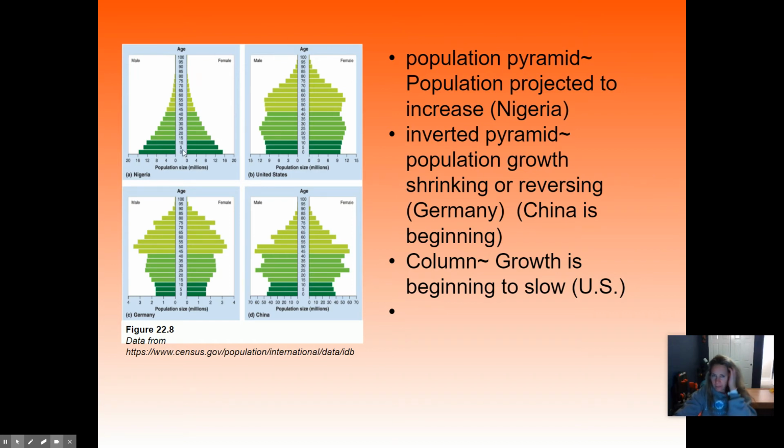So Nigeria, developing country, they generally don't have good healthcare, but maybe they are getting there. Population is starting to slow. And then this is beginning to slow. But there is a potential if they don't take measures like they have in the past of not allowing people to have more than 2 kids. So anyways, just understand what these mean as far as developed and developing, and if their population is projected to grow or not, and maybe why.